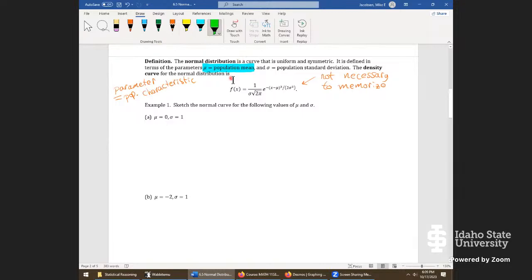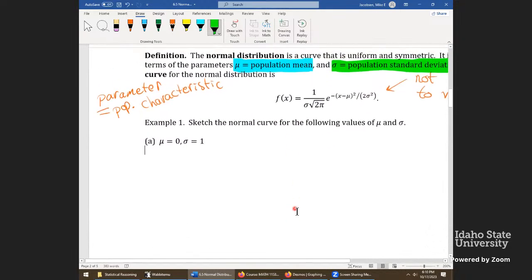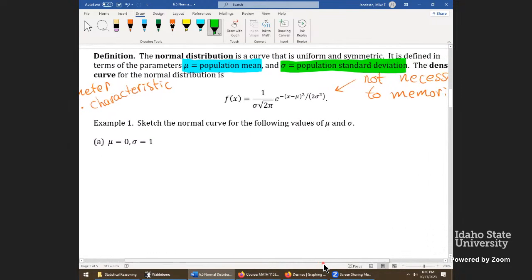So we have a population mean, mu. We have a population standard deviation, sigma. And the density curve, the actual mound-shaped curve itself, comes in this way. This is the formula for it. Let's zoom in just a touch so we can actually take a look at that thing.